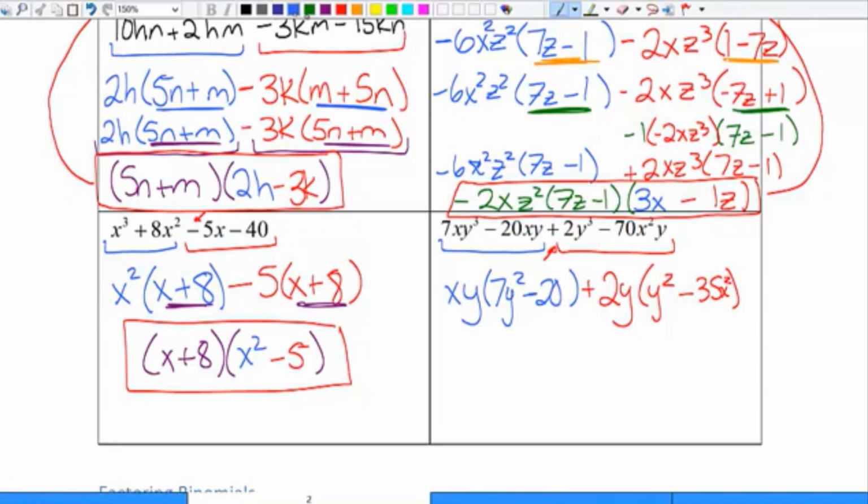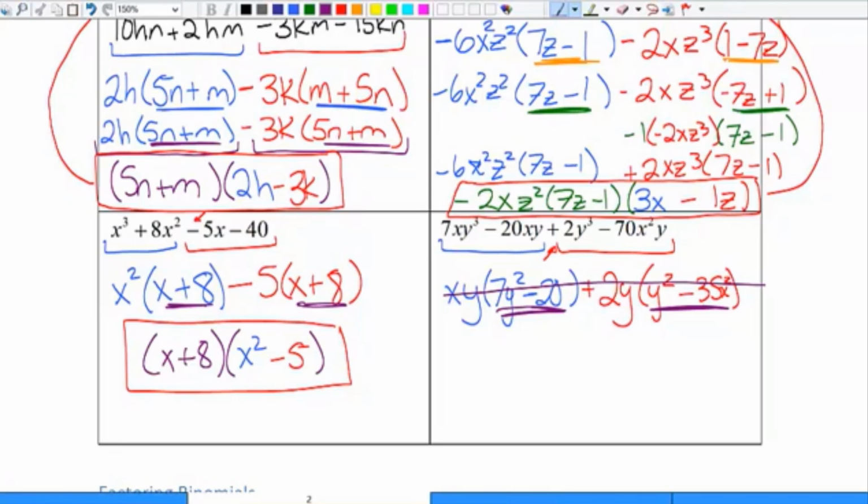Now, are these two parentheses the same in the blue group and the red group? 7x squared minus 20 and y squared minus 35x squared. No, they're not even close at all. They're not off by a negative. I didn't just forget to factor it out. They're way, way off. There's nothing that I can do about that. I need you to understand that this is not my fault. Okay? We tried it. We tried the first two terms together. We tried the second two terms together.